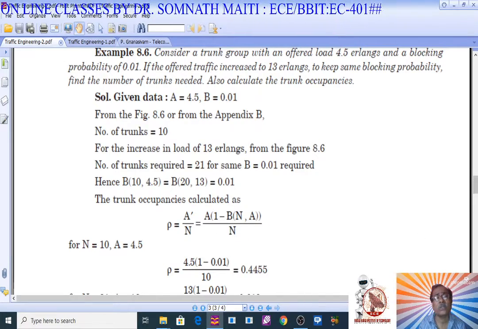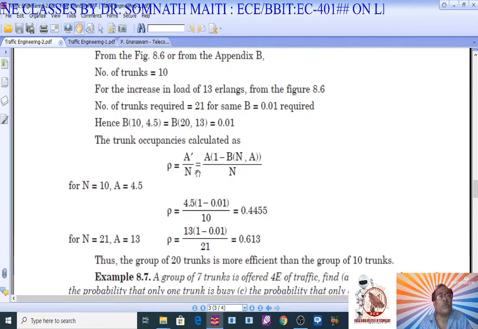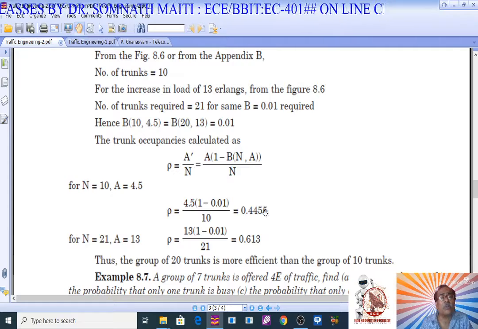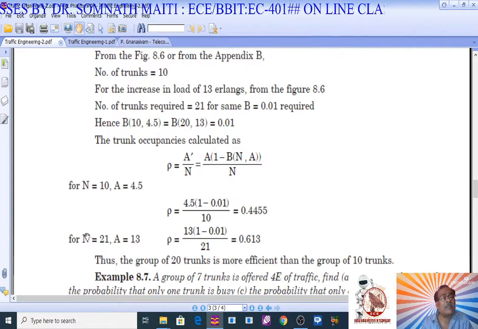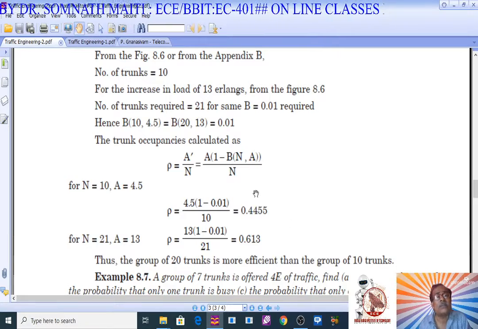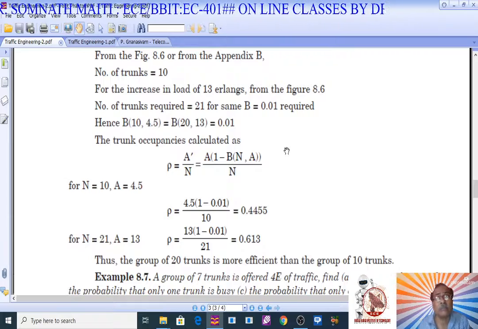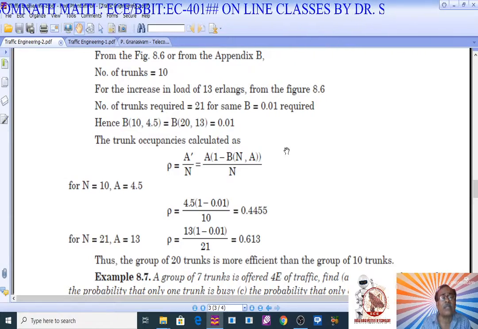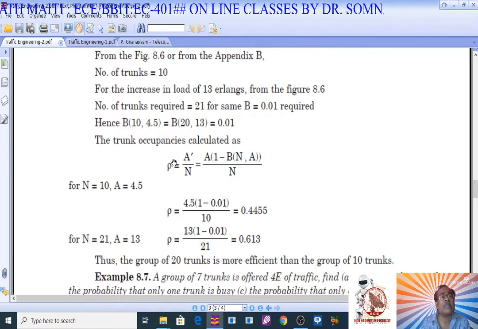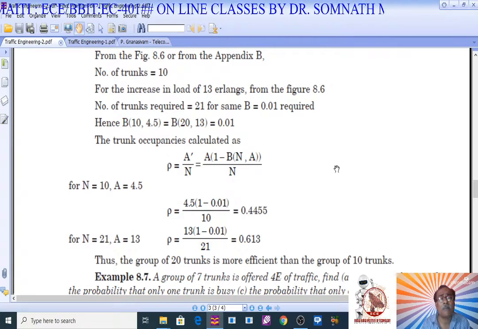So it is equal to 4.5 times the new value of this. It will be n equals 10, A equals 4.5, you can find out. And for n equals 21, this will be this one. Okay, so for your exam, suppose n is given and A is given, you can find out trunk occupancy using this formula.